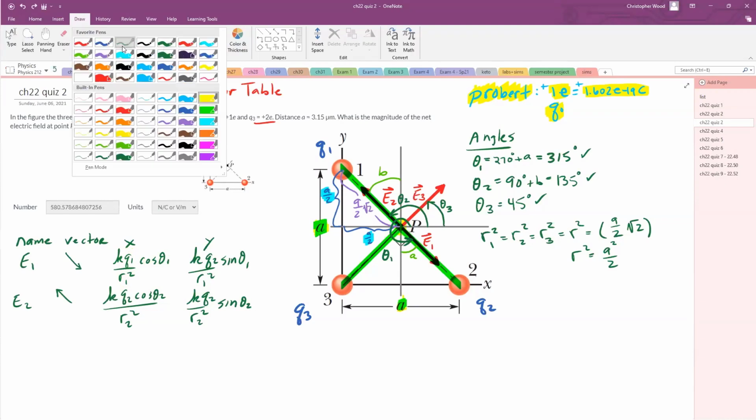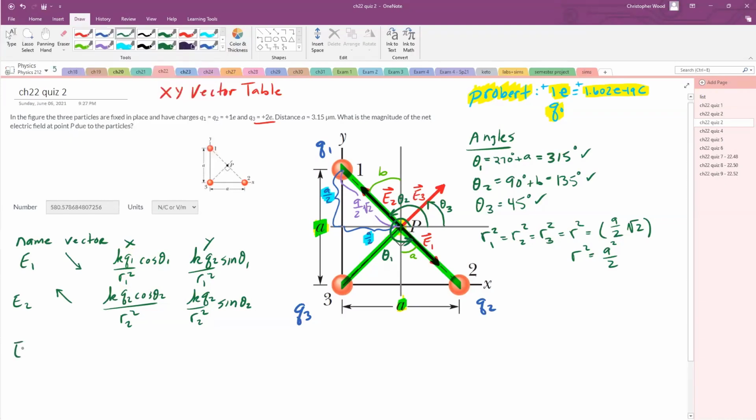And then we have one more vector. Vector E3 is a quadrant 1 vector. It looks like this, sitting there in quadrant 1, KQ3 cos theta 3 all over R3 squared, and KQ3 over R3 squared is the electric field component. But as soon as I multiply it by sine, that's capturing the Y component.